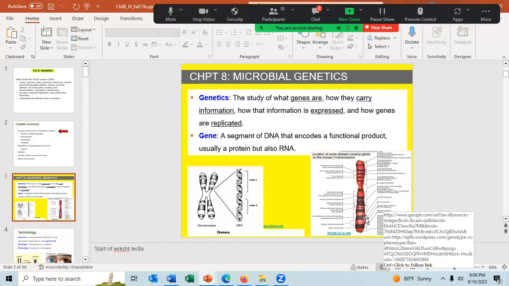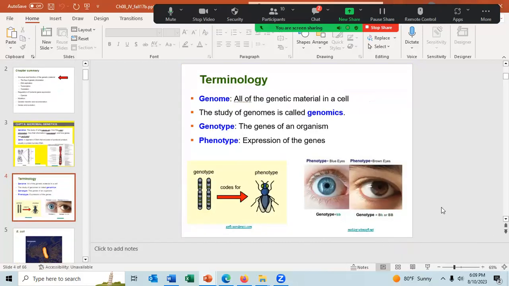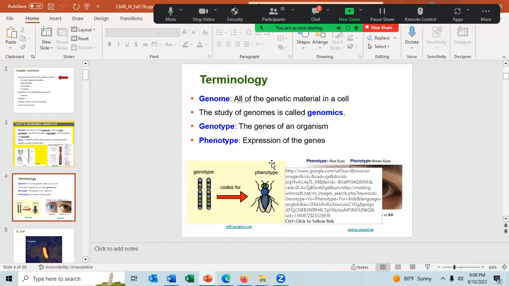All right, not hearing anything, so let's move on. A genome is all of the genetic material within a cell. For microbes, the genome is also all of the genetic information within the organism.